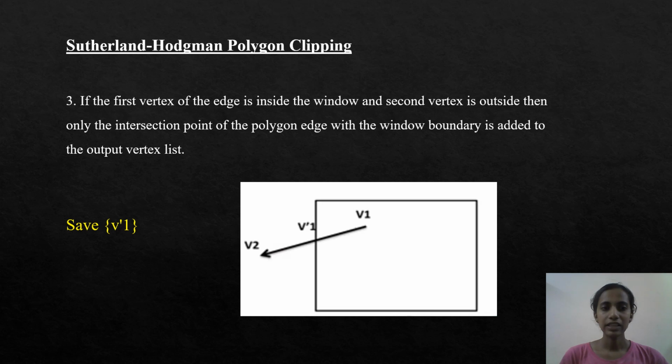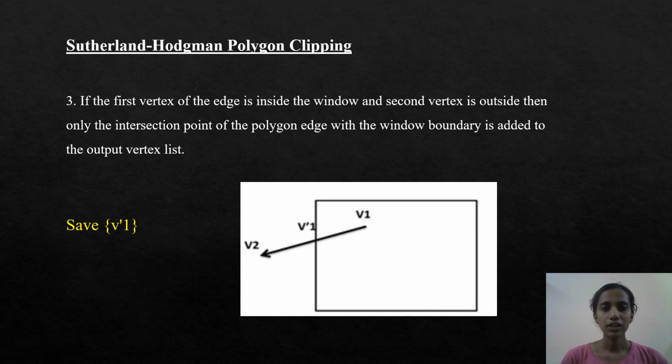Coming to the third case, if the first vertex of the edge is inside the window and the second vertex is outside, then only the intersection point of the polygon edge with the window boundary is added to the output vertex list. Let us consider this diagram. The first vertex is V1, the second vertex is V2 and the intersection point is V1 dash. Whenever the first vertex is inside the window and the second vertex is outside the window, we have to save only the intersection point, that is V1 dash.